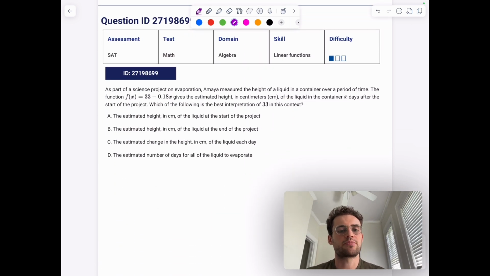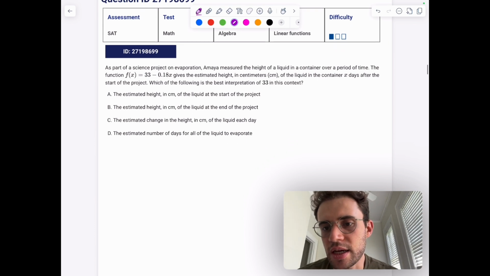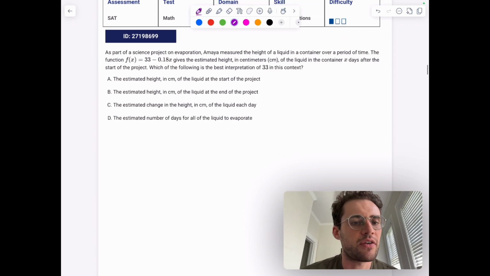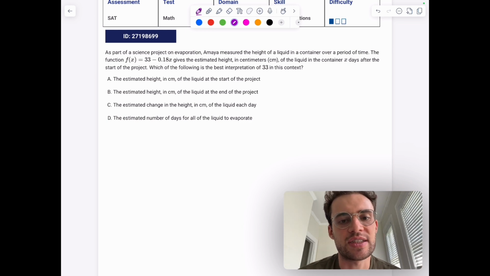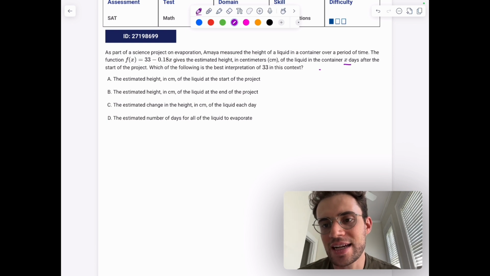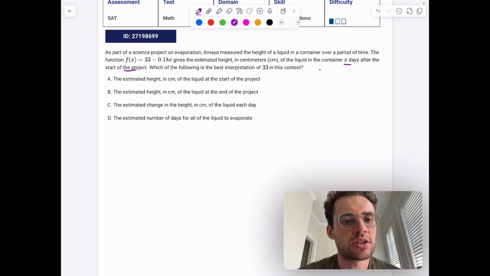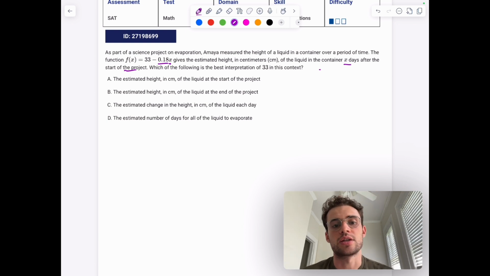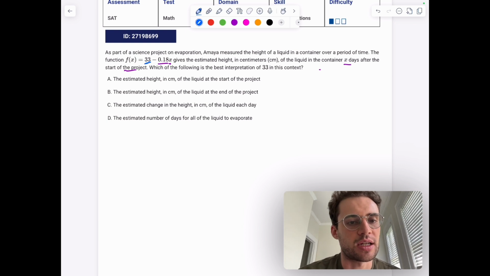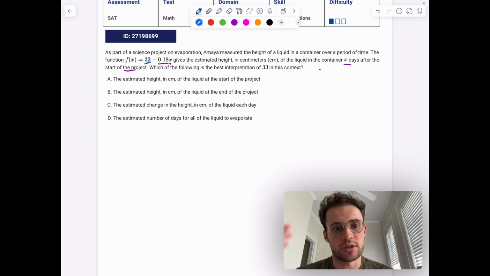As part of a science project on evaporation, Amaya measured the height of a liquid in a container over a period of time. The function f of x equals 33 minus 0.18x gives the estimated height in centimeters of the liquid in the container x days after the start of the project. So it looks like every day that passes, it's going down by 0.18. The slope of this linear function would be negative 0.18. So it's going down, and it started at 33. So that was the initial value at time 0, when 0 days had passed.